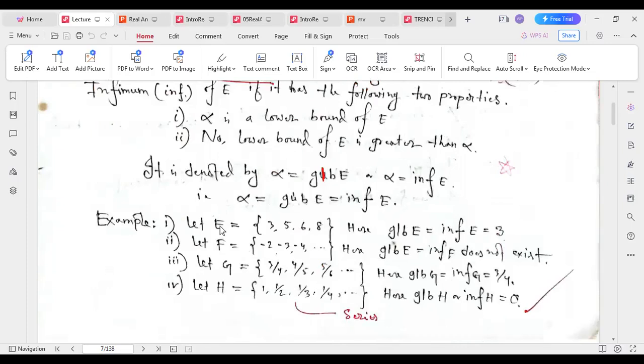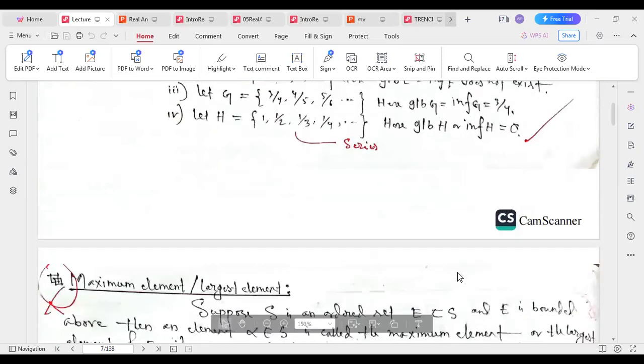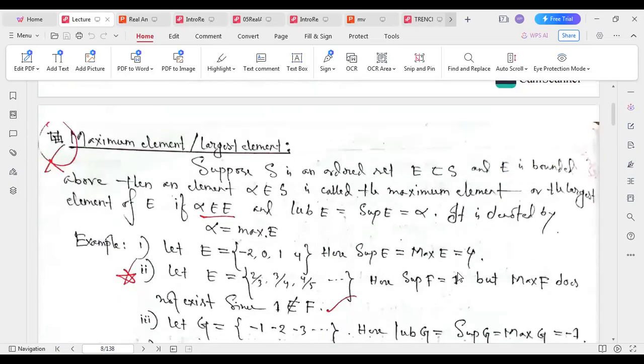Now, for example, the set E with the elements 3, 5, 6, 8, the greatest lower bound of E or infimum of E equals what, 3. And here -2, -2, -3, -4. But in this set, the greatest lower bound of V, the infimum of V, does not exist. Similarly, from Z and A, we get infimum 3/4 and 0, etc. So this is actually the basic concepts of analysis.